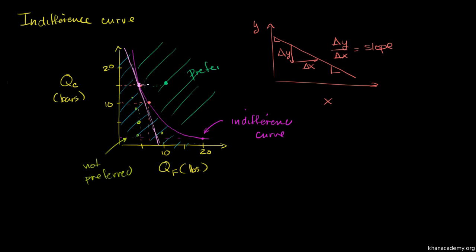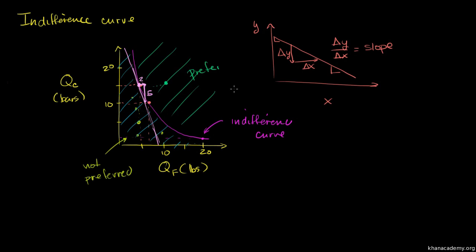And we can measure the slope of the tangent line. We could say, look, if we want an extra, let's see, this looks like about 2 pounds of fruit, how many bars are we going to have to give up? Well, it looks like we're going to have to give up, based on the slope right over there, 5 bars. So this is 5, and this is 2.